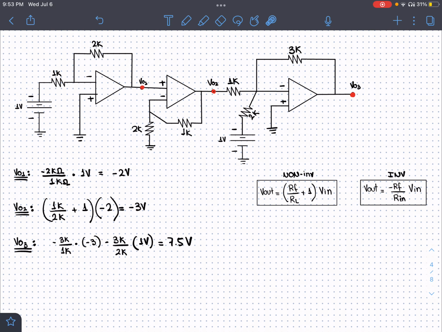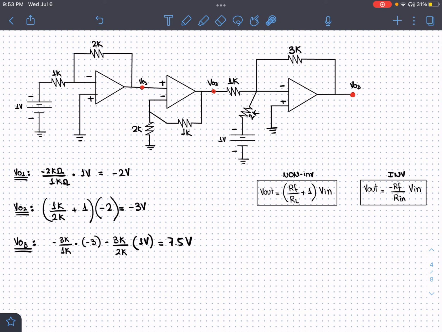This output of negative 3 is being fed into this op-amp through the negative pin, so this is an inverting op-amp. We're going to use this formula here. But this op-amp has something interesting to it, which is this thing over here. It has 2 input voltages. How are we going to solve that? We're going to use this formula twice: minus RF over Rn times Vn, minus RF over Rn times Vn. Exactly like that. I'm going to show you right now.